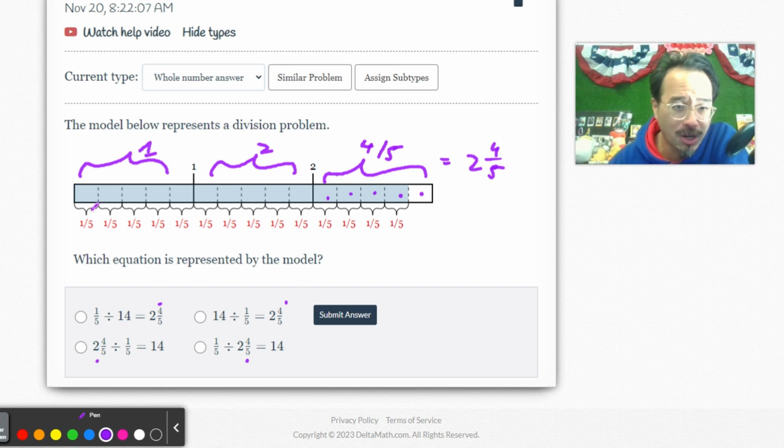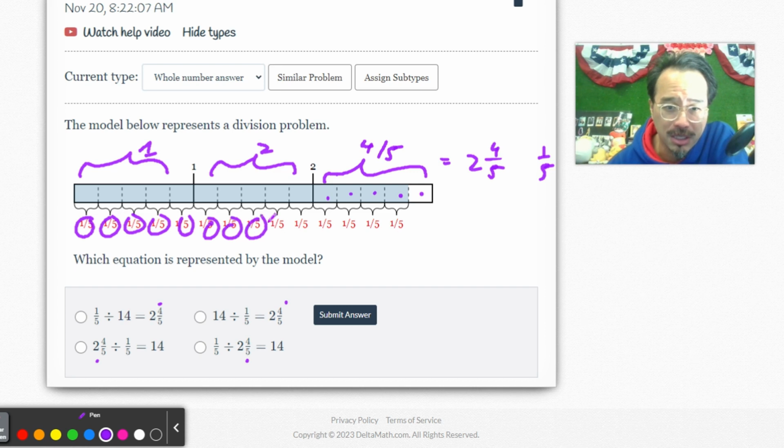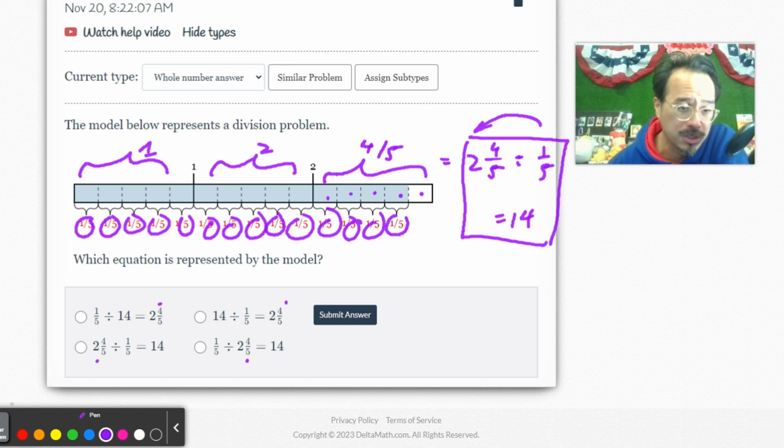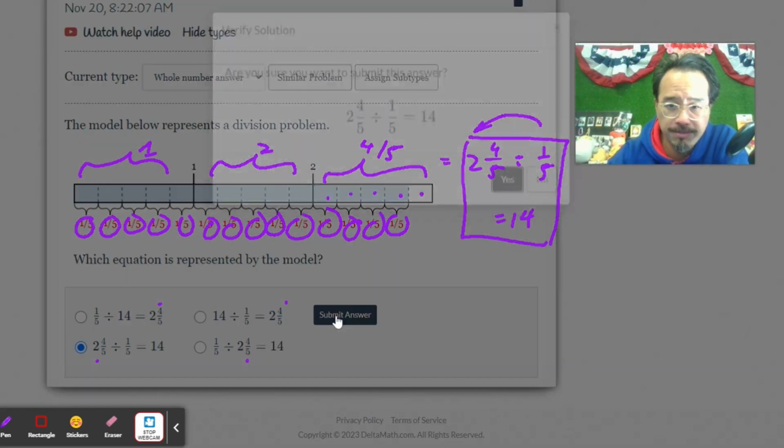Now, here's the second part. How many of these 1 fifths are there? Because the question is really talking about 1 fifths. It's a lot of parts. 1, 2, 3, 4, 5, 6, 7, 8, 9, 10, 11, 12, 13, 14. So there are 14 parts here, so that's probably the answer. So what's the question? How many of these 1 fifths can fit into 2 and 4 fifths? Well, the answer is 14. So this is what we're going to be looking for in our choices. Let's see if we can find it. Yep, that's it.